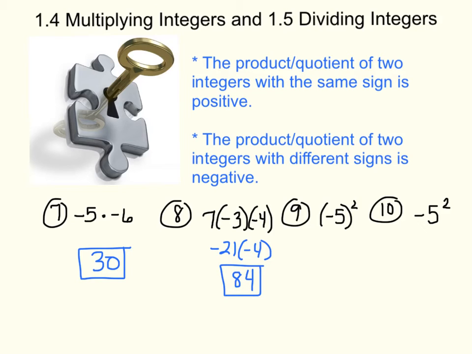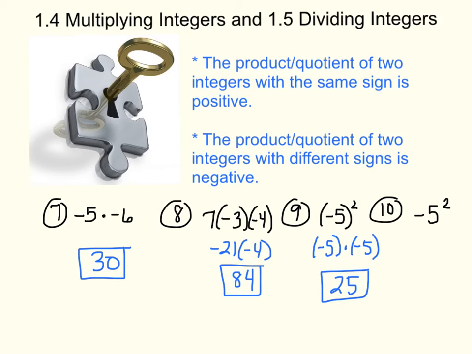Now negative 5 squared. Now this is where you're going to be confused. In 9 and 10, the answers are not the same. In number 9, you are taking negative 5 squared, which means you are taking negative 5 times negative 5. They're the same signs, so your answer is positive 25.